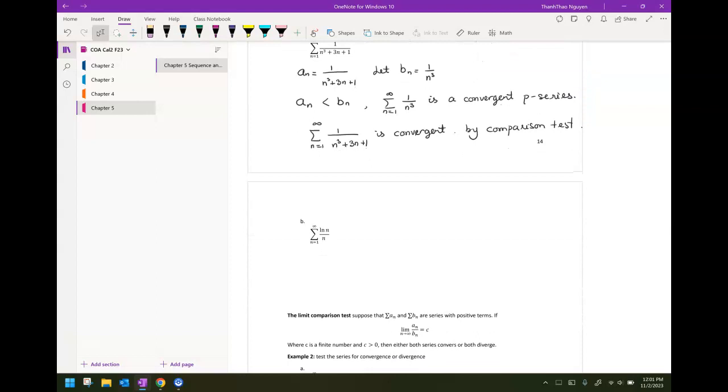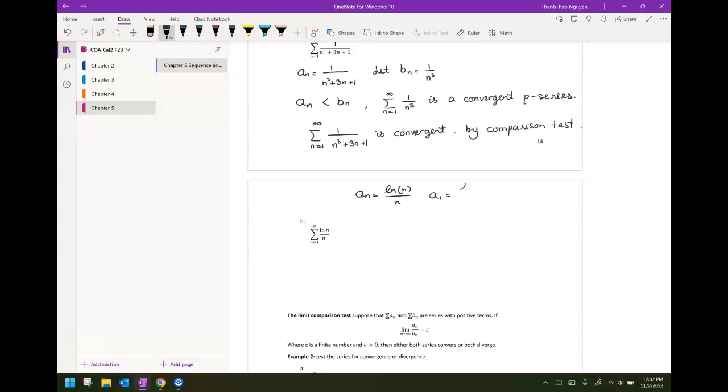So here we have the series from n equal 1 to infinity of ln of n divided by n. Okay, so a sub n equals ln of n over n. And I don't know whether this series is converged or diverged, or how it behaves. So let's start by writing down a couple of terms.